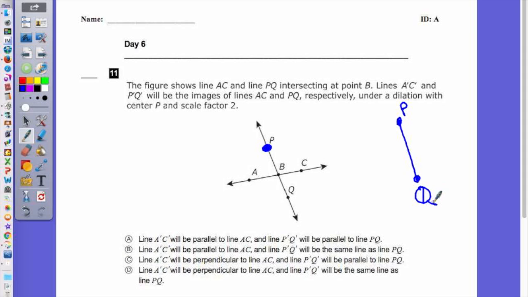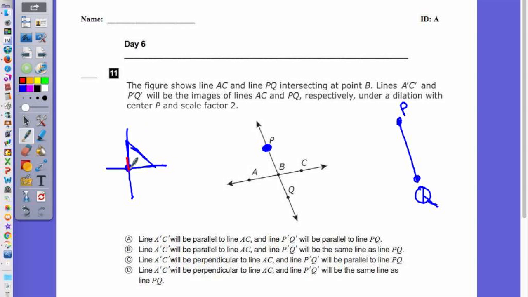Why can't I dilate a line? Because it goes on forever. But I could dilate a line segment, correct? So if I dilated a line segment from P, it would still rest on P. Think about when we dilated figures from 0, 0, and one of the vertices was at 0, 0.